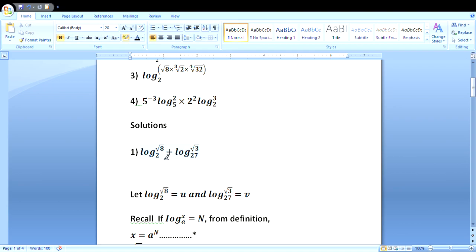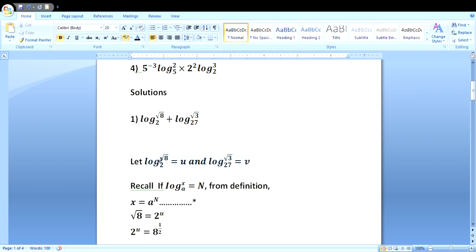It would have been better if the bases are the same so that we just use multiplication here. But since the bases are different, we first of all evaluate each of these independently. So we say let log root 8 to base 2 is equal to u, and log root 3 to base 27 is equal to v.